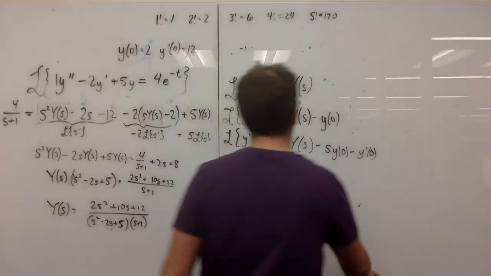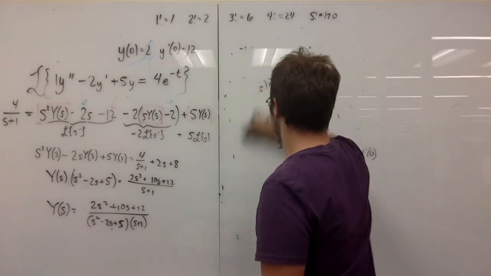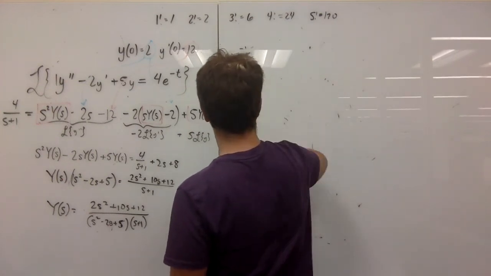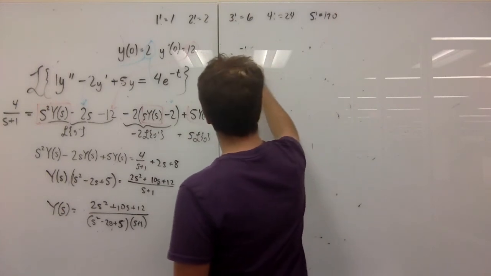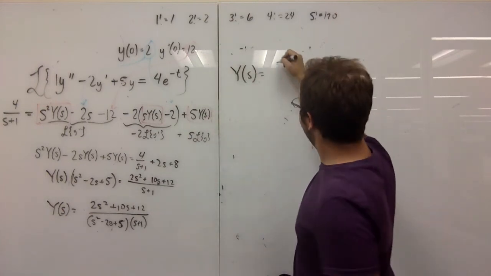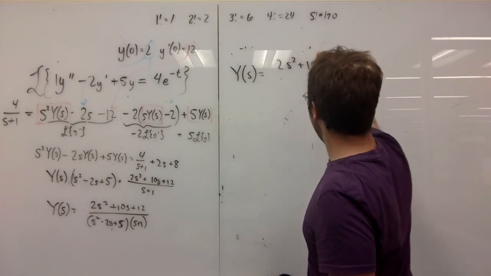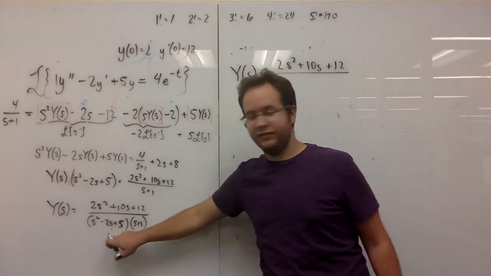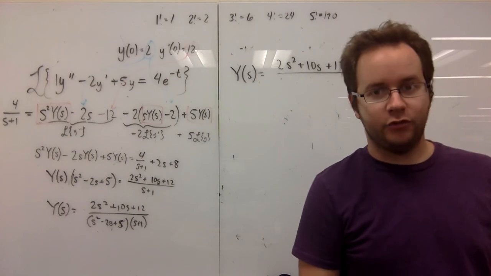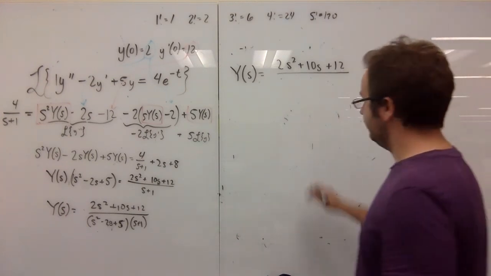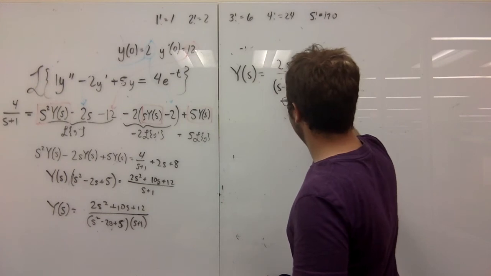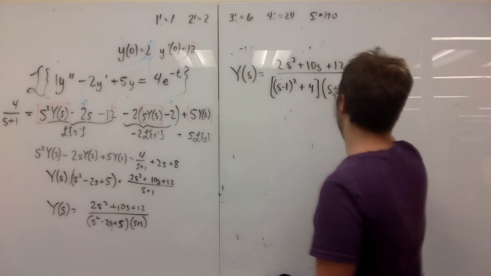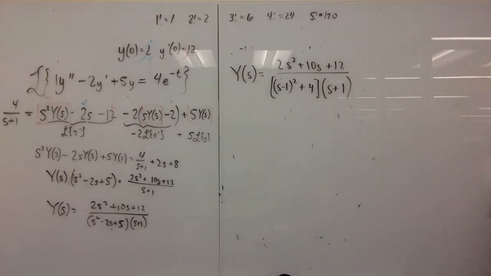I'm going to go over here now, erase this stuff, and say Y of s equals 2s squared plus 10s plus 12 all over. This bottom piece does not factor. Sorry to ruin your day. s squared minus 2s plus 5 doesn't factor. So we have to complete the square. It's going to give us s minus 1 squared plus 4, times s plus 1. That's how you complete the square with that s squared minus 2s plus 5 term.